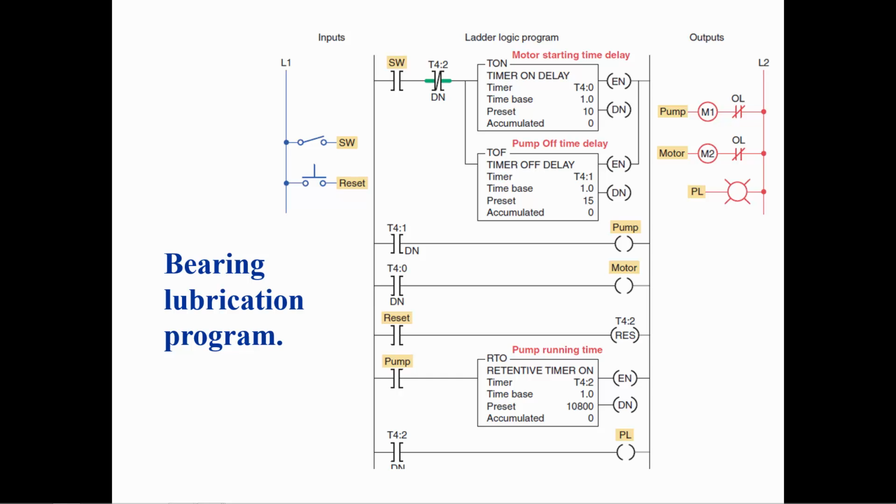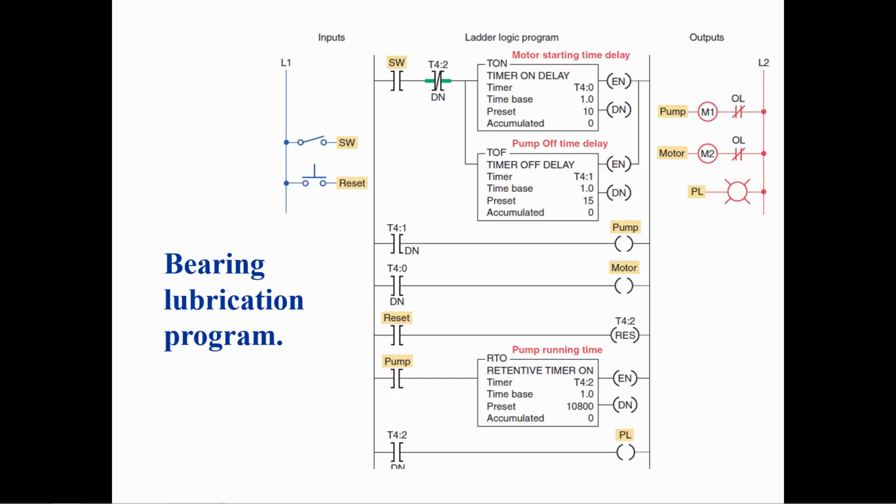The retentive timer on, T4:2, will turn on the pilot light and turn off the motor after the pump has run for 10,800 seconds. The motor will turn off immediately and the pump will turn off 15 seconds after the motor turns off. This signals that the bearings need to be lubricated.